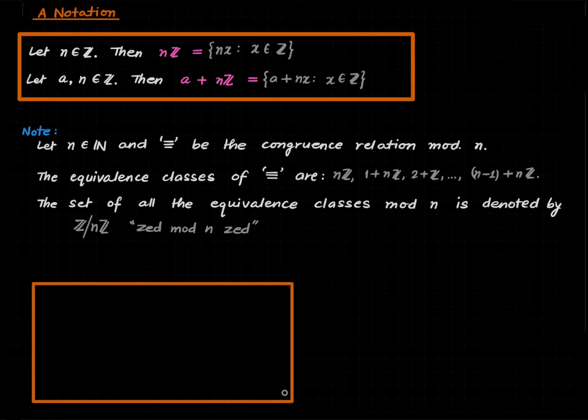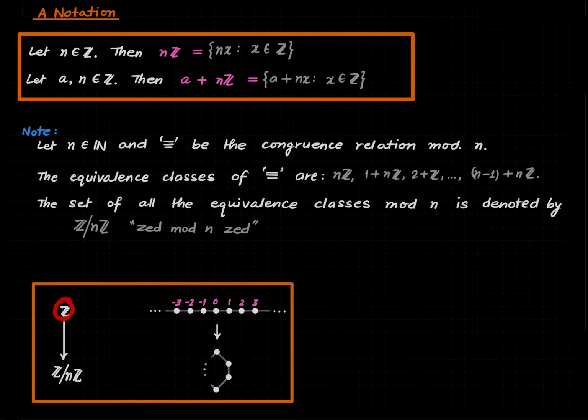So, it's unclear why this notation has been chosen to represent this set, the set of all the equivalence classes under the congruence relation modulo n. But this will be explained in group theory. Okay, and let me also draw a picture here just to suggest some geometric or visual way to keep in mind.